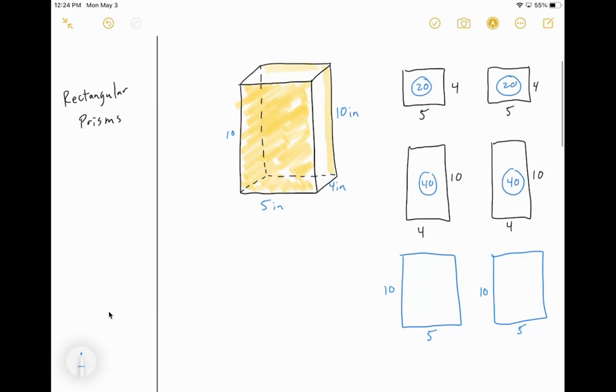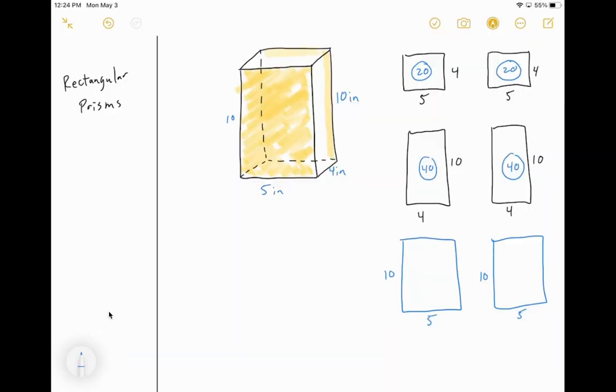Right? And we know that 5 by 10 here. Sorry, be consistent. All right, we know 5 by 10 is 50.